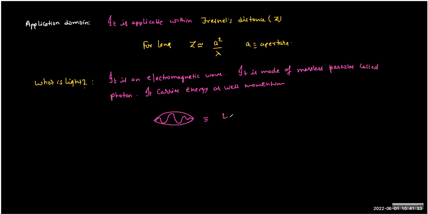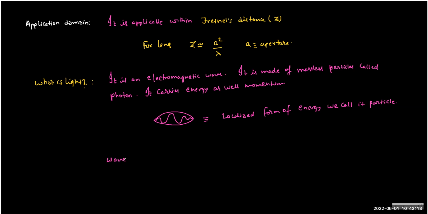So you can say a localized form of energy, we call it a particle. So when I say light as a particle, then we mean the localized form of energy. And when I say a wave, then it means the delocalized form of energy. It means it is everywhere, it cannot be confined.